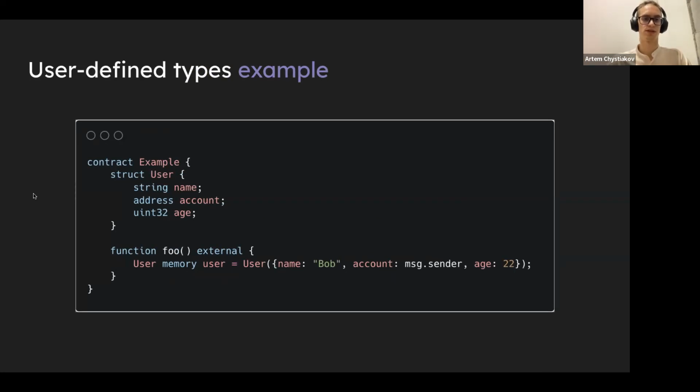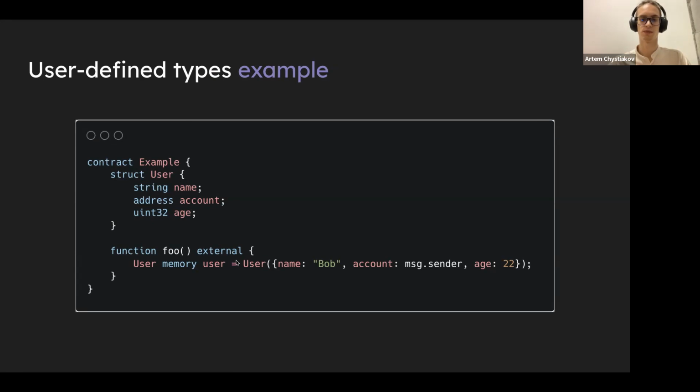Yeah, here is an example of user-defined type. So here is the struct, which I named user, which has 3 variables inside: the name variable of type string, the account variable of type address, and the age variable of type uint32. And here is the function, how to construct, how to assign value to this user-defined type.